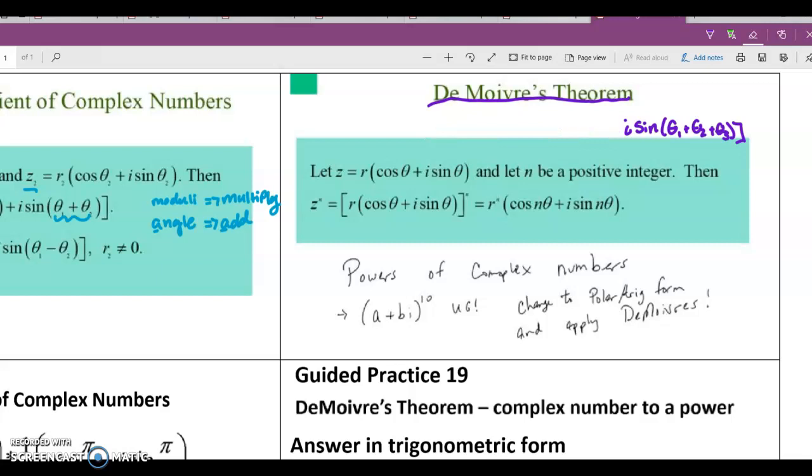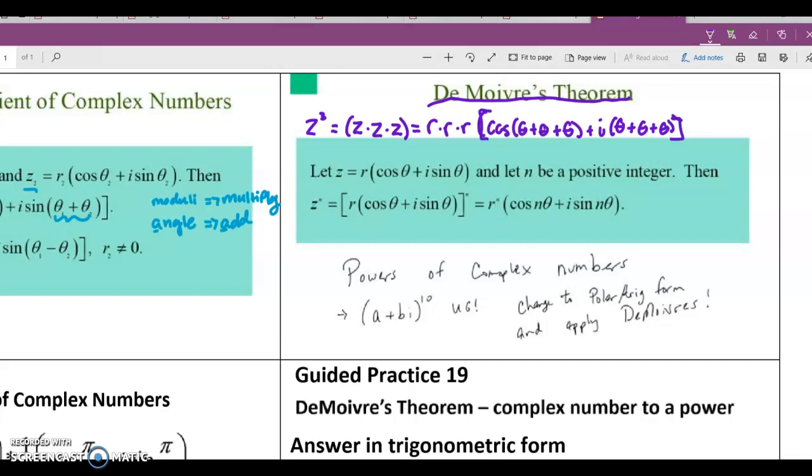There we go. So if we're multiplying the same complex number together, let's say 3 times, we have that same complex number z to the third. Remember, this is the same thing as z times z times z. So these all have the same radius and the same angle. So we could write this as r times r times r times cosine of theta plus theta plus theta, plus i times sine of theta plus theta plus theta.